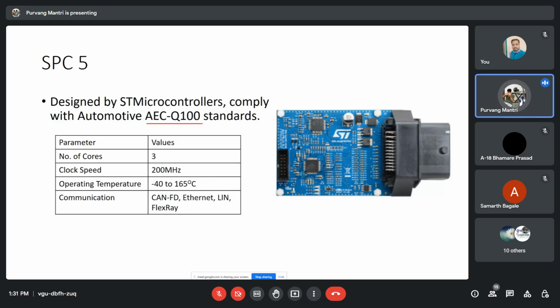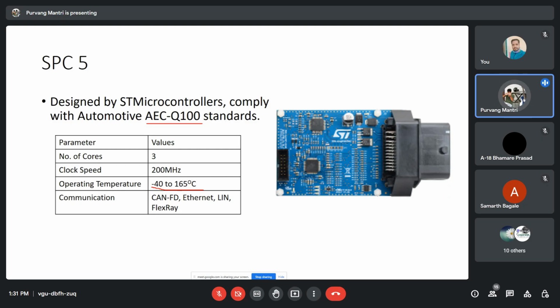Okay, so this type of microcontroller can operate in very cold and hot temperatures. Like for this one, this SPC5 can operate from temperature minus 40 degrees to 165 degrees Celsius. There are times when certain parts get warm. For example, our engines are very warm, so we need to have microcontrollers that can withstand that particular temperature.